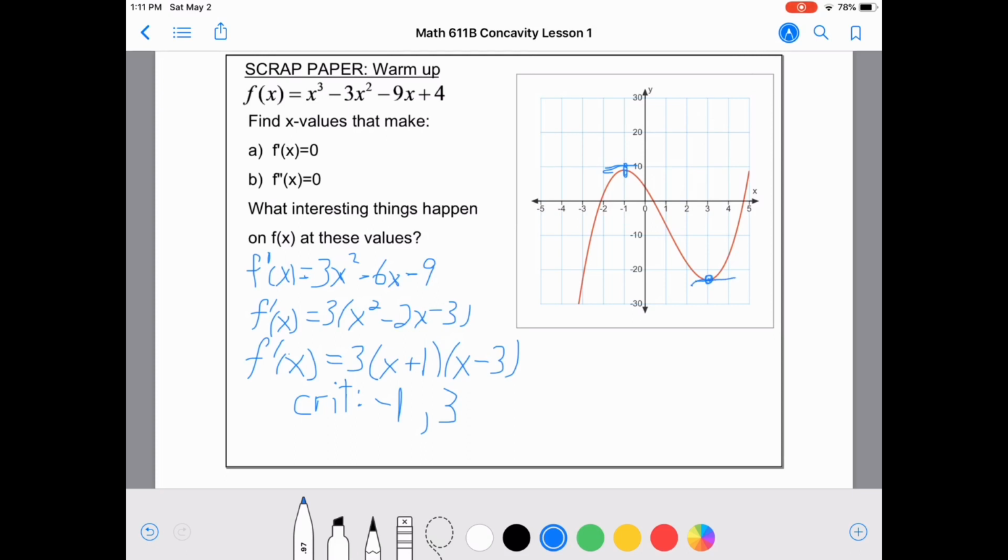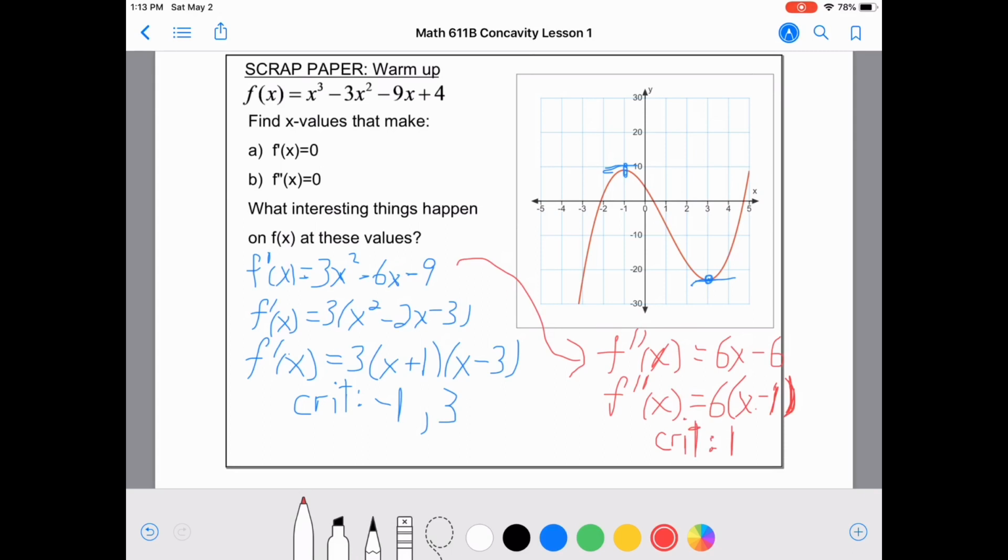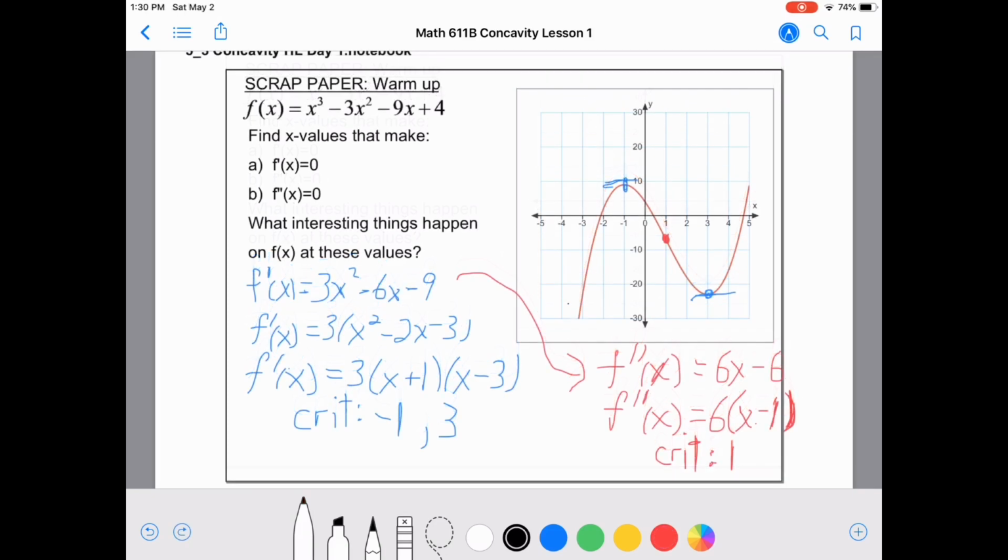Let's do the same thing for the second derivative. To find the second derivative, I'm just going to take the first derivative and differentiate again. So there's the second derivative, which I decided to factor out, and that lets me find out that its critical value is +1. Now let's look at what's happening on that curve where x is 1. So that's what the point is.